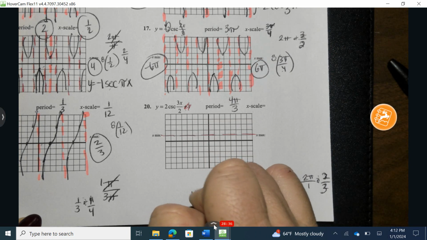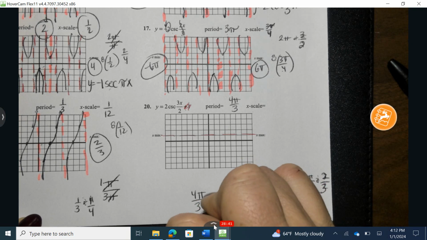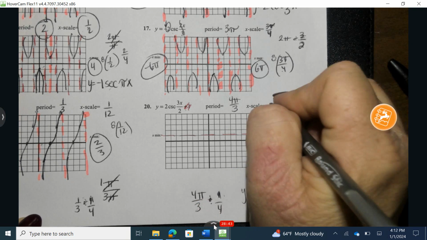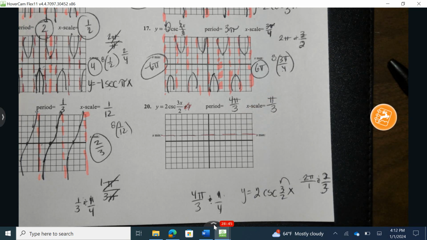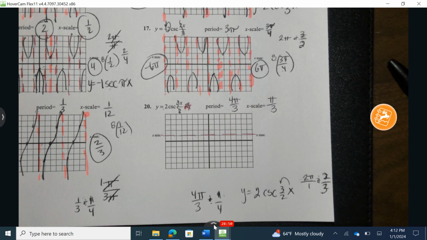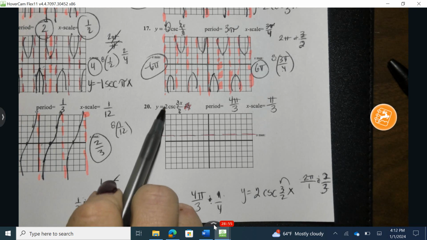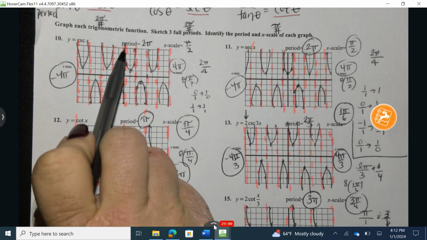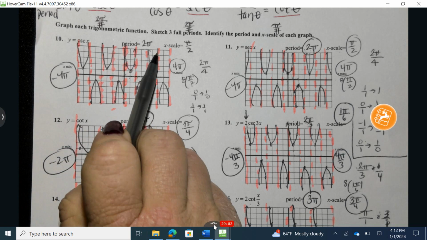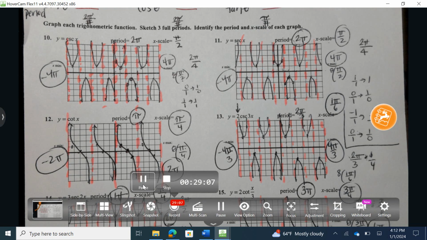I'm going to take 4 pi over 3 and divide it by 4, which means I multiply by the reciprocal, and I get 4 pi over 12, which reduces to pi over 3. So I've taken care of all of this. Now I need to look up the parent function of the cosecant, which is number 10, and I just need to stretch everything by a factor of 2. So this is what it looked like. I'm going to start by making all of these vertical asymptotes. So let me do that first. I've graphed all the vertical asymptotes.